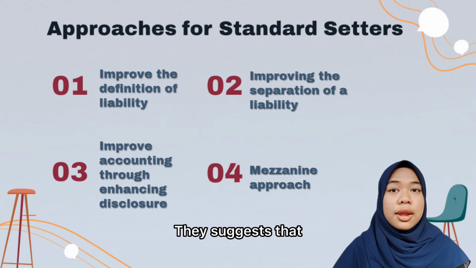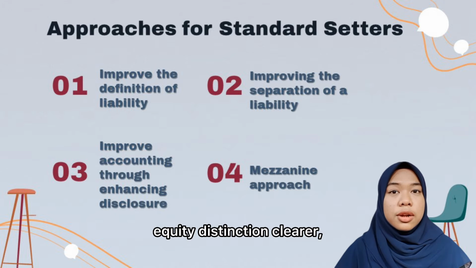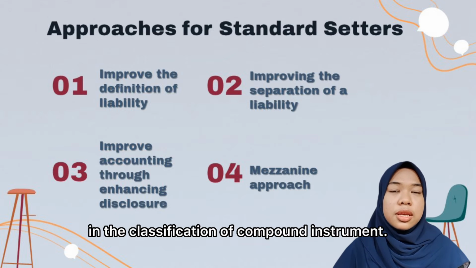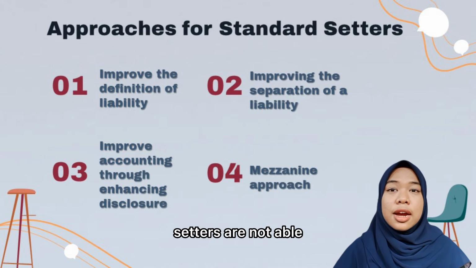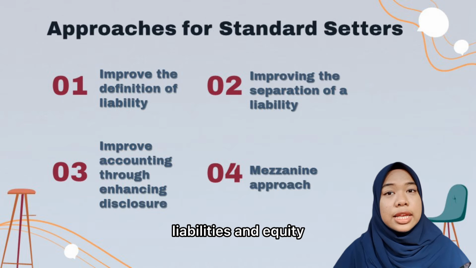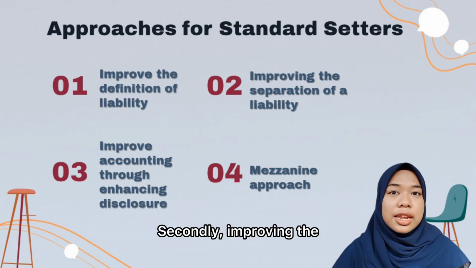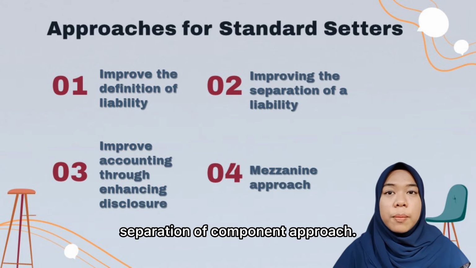They suggest that additional rules and guidance to make the liability-equity distinction clearer cannot achieve consistency in the classification of compound instruments. Thus, standard setters are not able to arrive at definitions for assets, liabilities, and equity that are broad enough to accommodate commercial variation. Secondly, improving the separation or component approach.